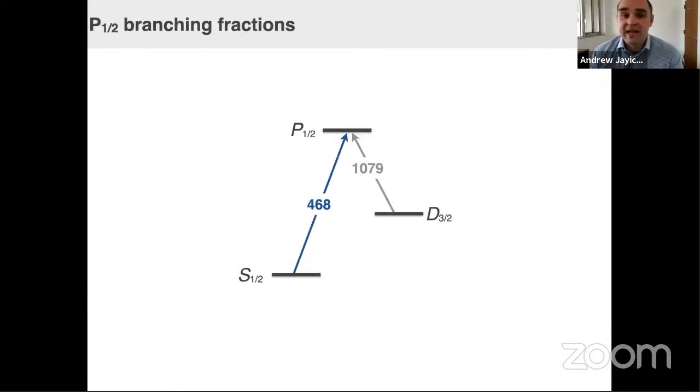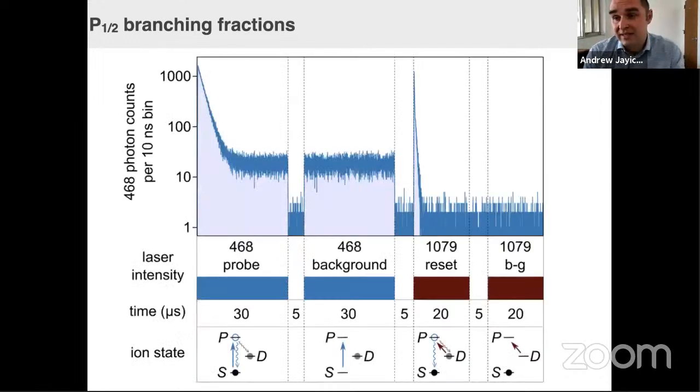So one basic question you can ask is, if I have some population in the ground state, say, and I drive it to this excited P state, what fraction will decay back to this ground state or down to this metastable D state? We can use techniques developed by Hartmut Häffner to measure this branching fraction. I would say that's an overarching theme in all of our research. We get to use all these great tools developed by all the ion trappers to really make measurements fairly quickly.